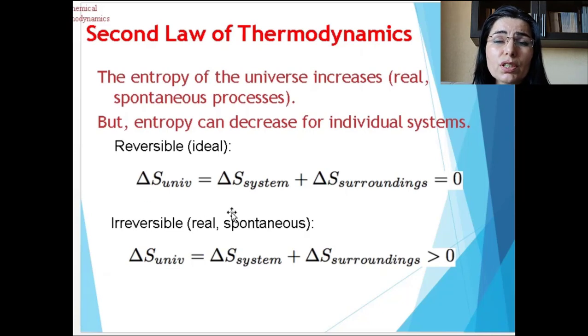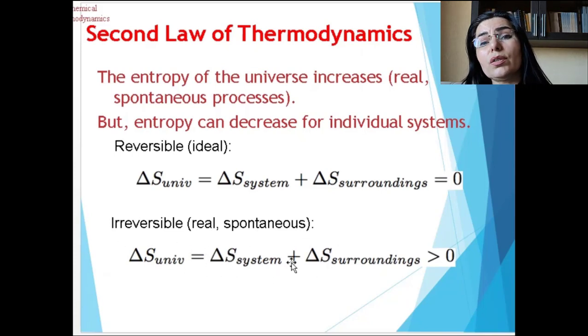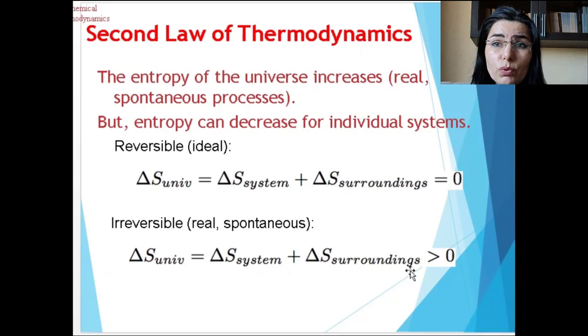For reversible processes in an ideal gas, delta S universe is equal to delta S system plus delta S surroundings, which is equal to 0, and for irreversible real spontaneous processes, delta S universe is equal to delta S system plus delta S surroundings, which is more than 0.